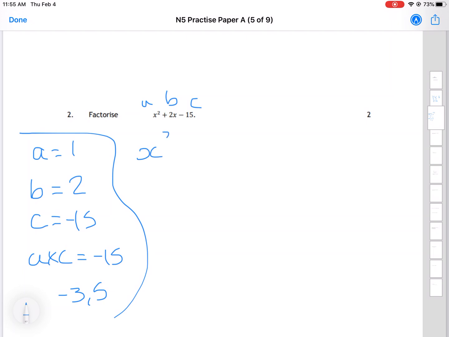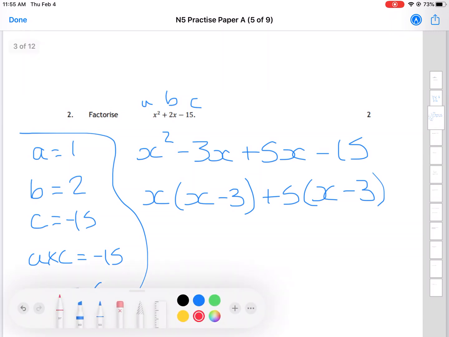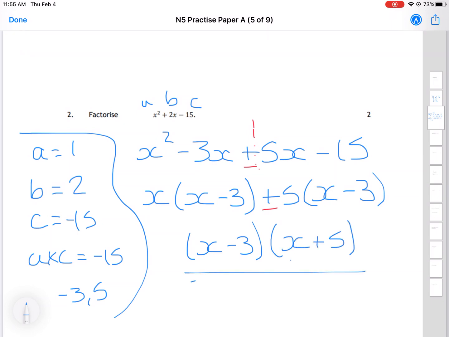Put those two numbers then back into the expression, so x squared, with x's, minus 3x plus 5x minus 15. Factorise the first two terms, so it's x bracket x minus 3, plus 5 bracket x minus 3. So we're taking out a common factor of the first two. Remember, splitting this down the middle, keeping the symbol the same. Lastly then, our two brackets are x minus 3, that's our common one, and x plus 5 for our second bracket.